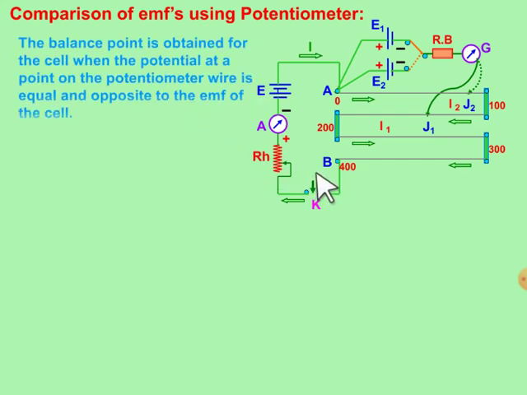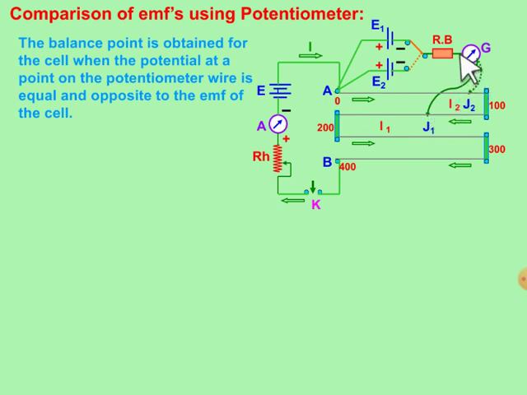Now you will see that the balancing point is obtained for the cell when the potential at a point on the potentiometer wire is equal and opposite to the EMF of the cell. I told you that the potential drops all over this length. When length increases, the potential difference increases. So if the EMF and the potential drop are the same, then no current will flow through the galvanometer. So we are trying to find the condition where there is no deflection in the galvanometer. We call that point the null point.